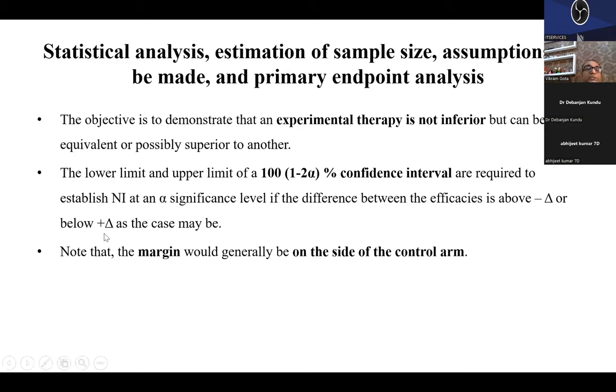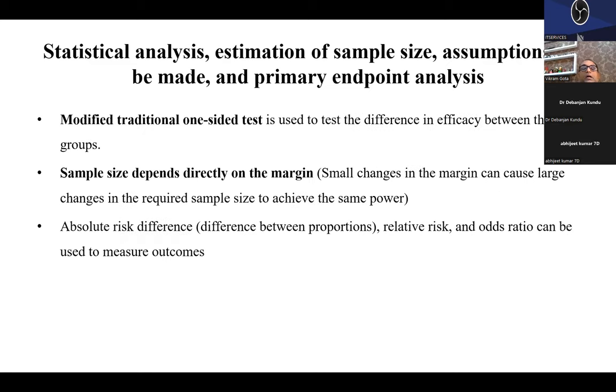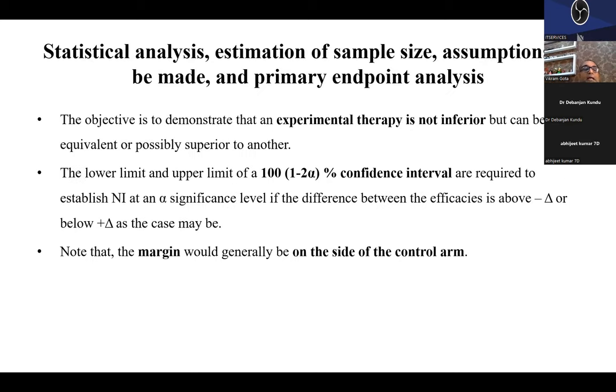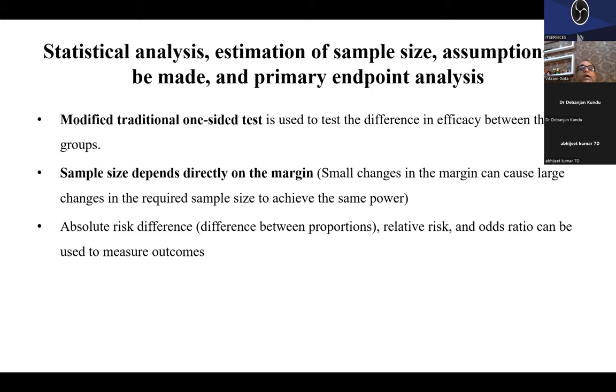The most important thing you must understand for a non-inferiority trial is that the margin will be on the side of the control arm. I'll show you with the help of an example, I'll come to that later. But just remember this, the margin should always be on the side of the control arm. Once again, two types of analysis are possible: modified intention to treat or per protocol. Both of them should be employed.